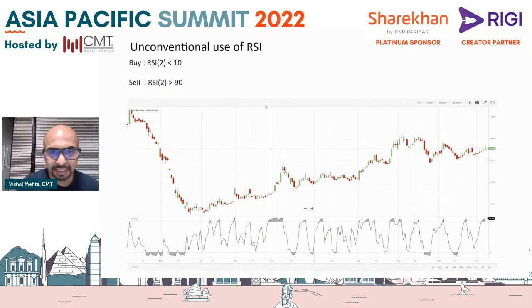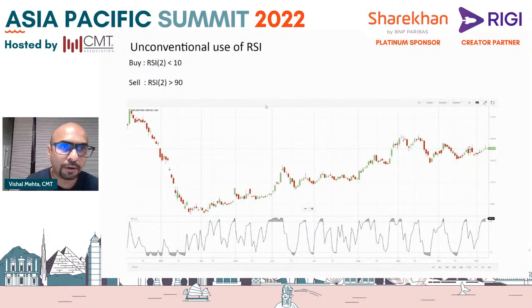What does that mean? Whenever the RSI goes below 10, I'm trying to do a little bit of bottom fishing, but with risk management in place. You can see over here the price is making a bottom and trying to go up. Every time the price reaches a bottom, it starts to move up, goes down and moves up.